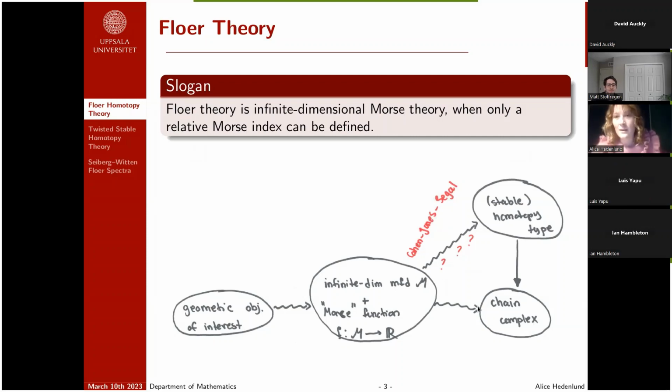So for example, your geometric object of interest could be something like a symplectic manifold with a symplectomorphism. In that case, the infinite dimensional manifold would be some version of the free loop space of your manifold, which is infinite dimensional. The Morse function would be the action functional. Then you associate to that some sort of chain complex, and you get symplectic Floer homology, right? So here I put Cohen-Jones-Segal, question mark. I'm going to get back to that in a moment.